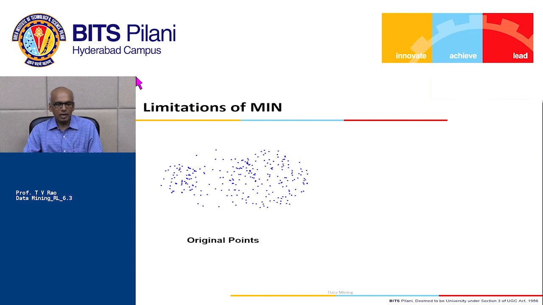And now let's see what happens if we have some noise points. Once there are some noise points, we are still depending on the minimum distance.